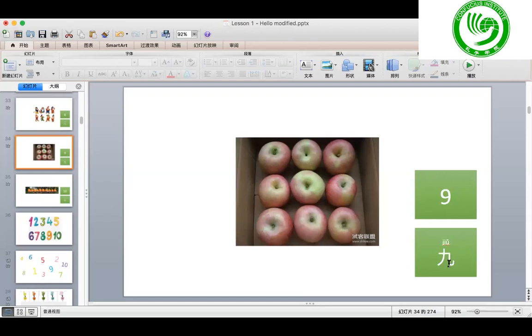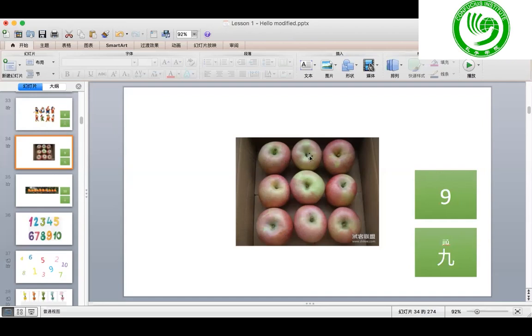Okay. Ready? Let us count with our hand. Ready? 开始。1, 2, 3, 4, 5, 6, 7, 8, 9. This is 9. 很好。Now, count with me one more time.